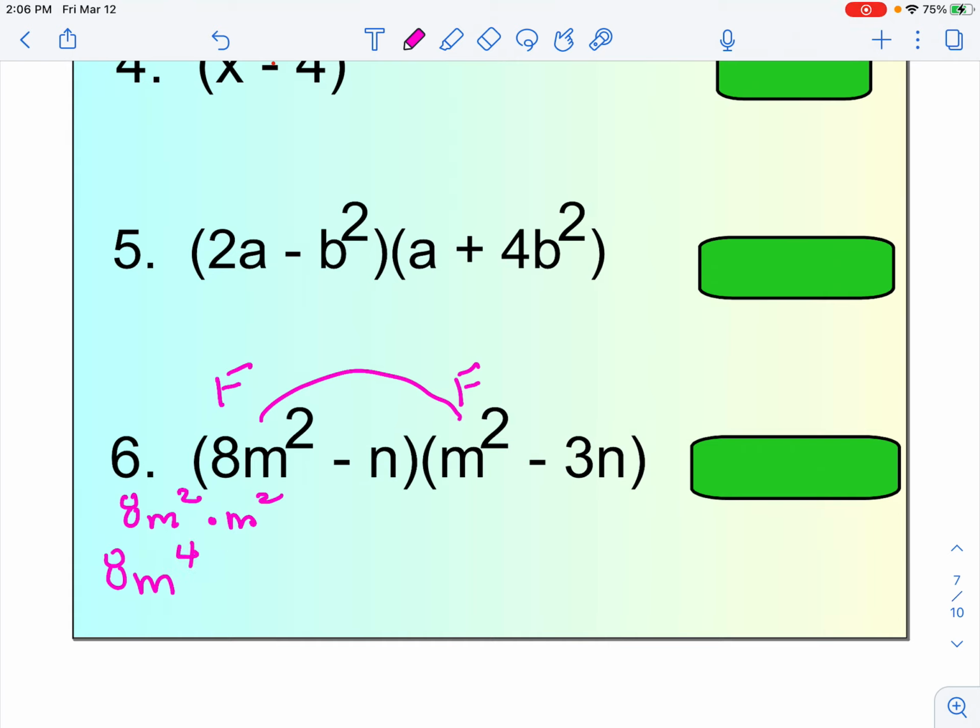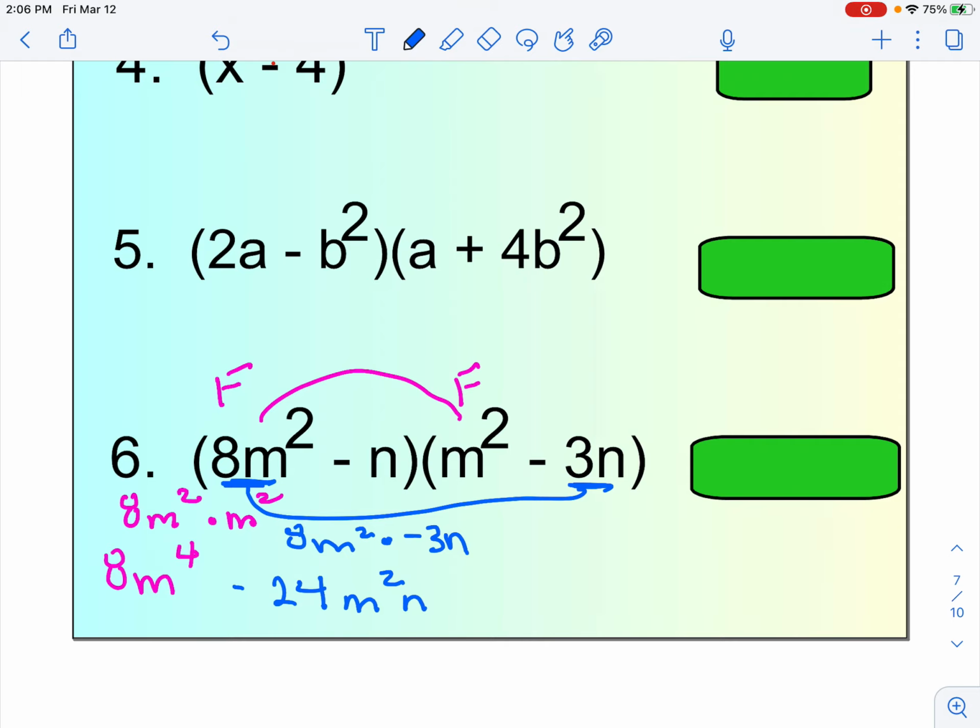So we still need to remember our rules from the first half of chapter 7. Now let's take a look at our outside term. This is an outside term and this is an outside term. When we multiply these together, we would get 8m squared times negative 3n, which is going to give us negative 24. Oh, that's an n at the end, I'm sorry. And that's going to give us negative 24m squared n.